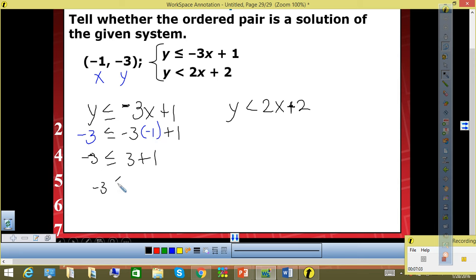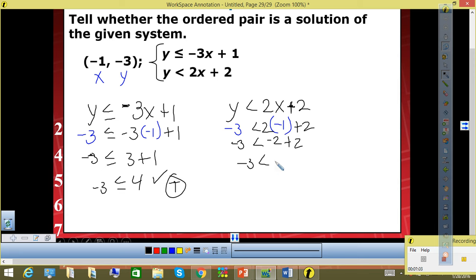Is -3 less than or equal to 4? Yes, that's true. All right, so that means it has to be true also for this one. Let's find out. -1 and -3, bring everything else down. This becomes -3 less than -2 plus 2. Is -3 less than 0?